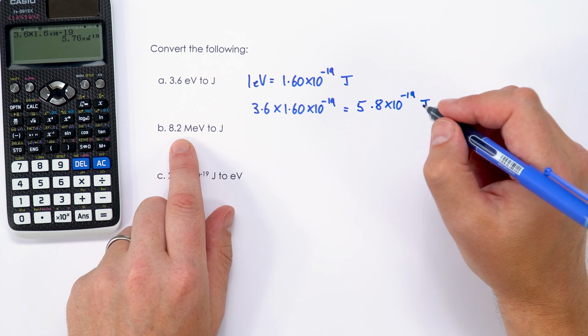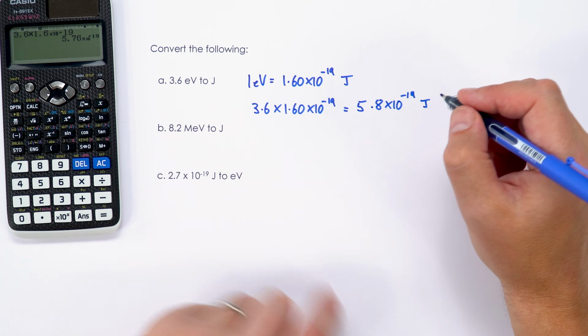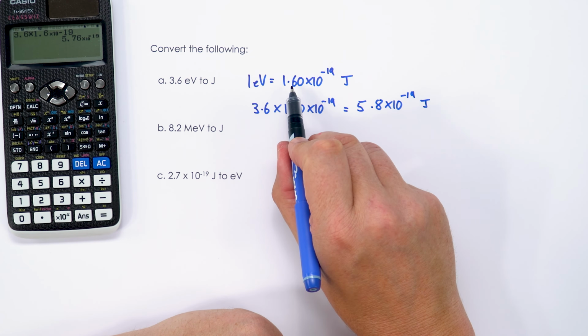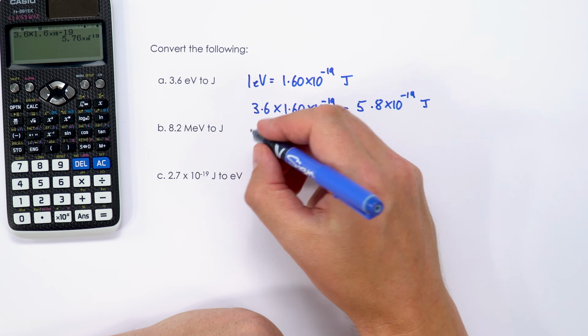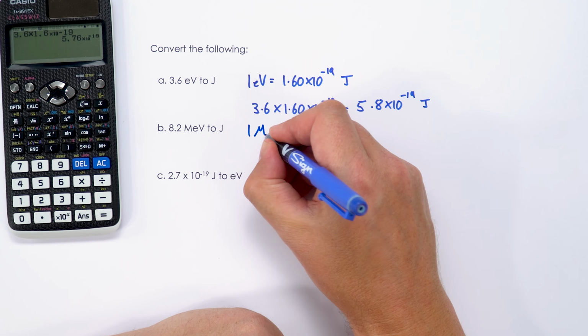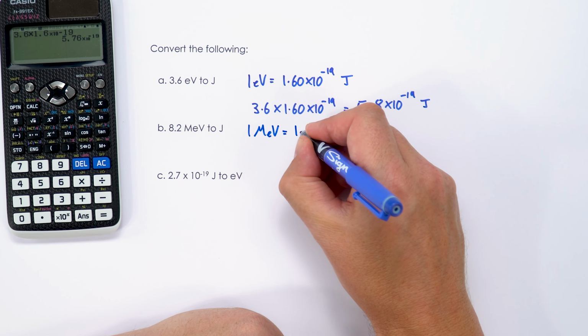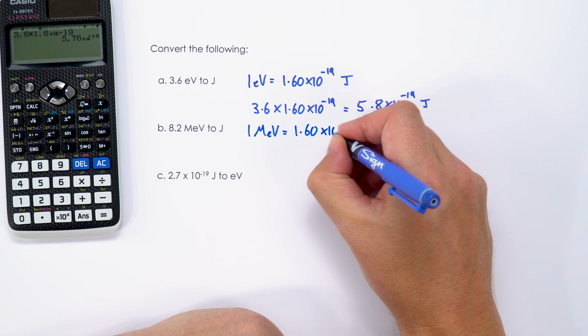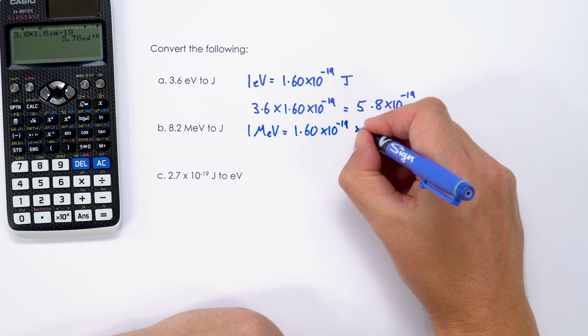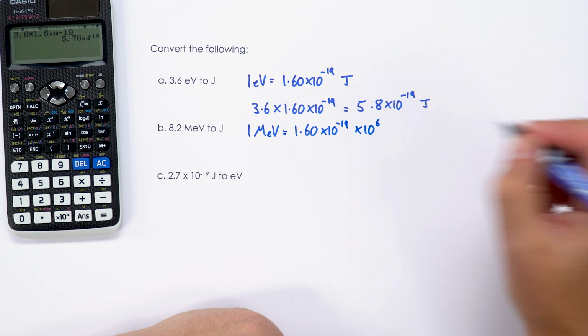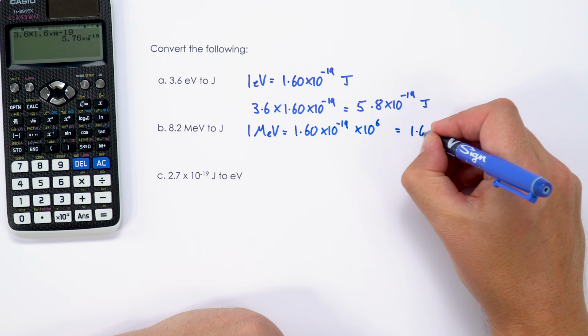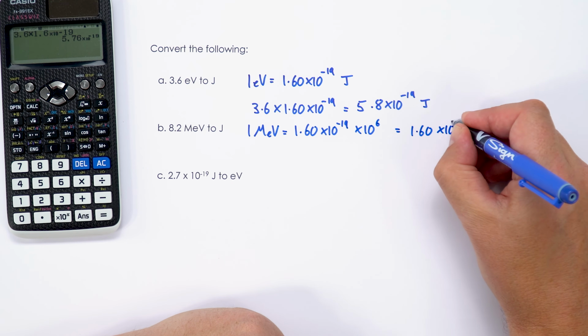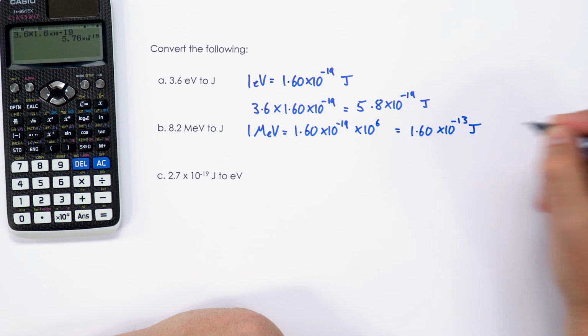Next, we've got 8.2 mega electron volts to joules. So if 1 electron volt is 1.60 times 10 to the minus 19, 1 mega electron volt is going to be 1.60 times 10 to the minus 19 times 10 to the 6, which is the same as 1.60 times 10 to the minus 13 joules.